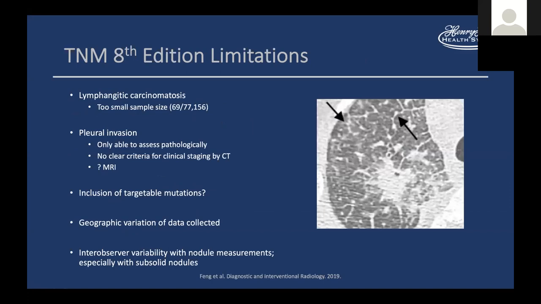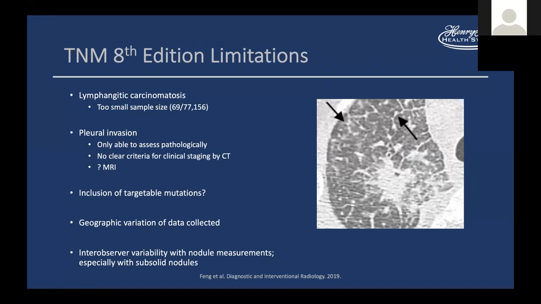What are some limitations to the 8th edition? So one being lymphangitic carcinomatosis. They don't really give any guidelines on how to stage these patients, and part of it is because the subset of patients was so small. There were only 69 cases of this out of the 77,000 that they reviewed. So in patients who have lymphangitic carcinomatosis, they don't give any guidelines on how that contributes to their staging.